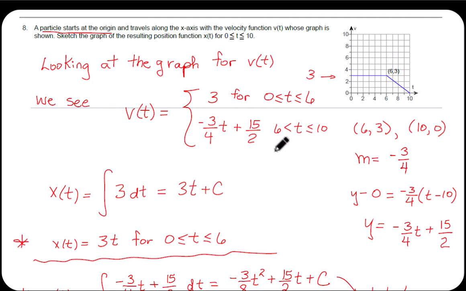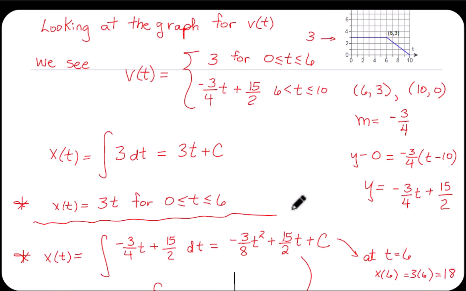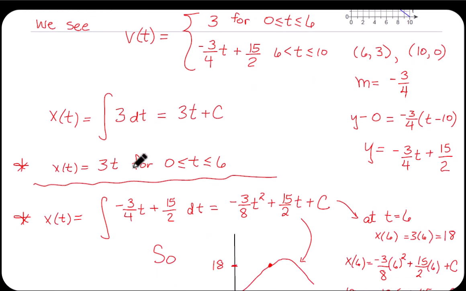So, to figure out my position function, I'm first going to figure out what's going on from 0 to 6. Well, that's easy. I'm going to integrate 3. Well, the integral of 3 is 3t plus c. But how did I suddenly get rid of the c? Well, remember, we started off at the origin, so c is 0. So that gives me my formula for the position on the time interval 0 to 6.